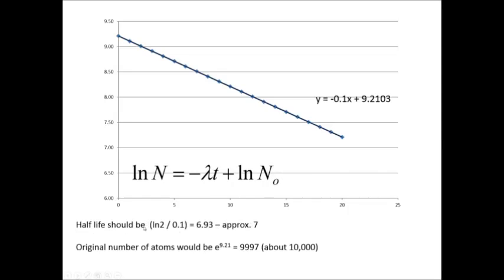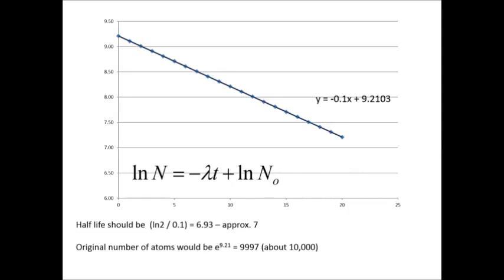Our half-life should be, I'm going to prove why this is in a second, ln 2 divided by 0.1, ln 2 over lambda, and that's about 6.93. And if you remember, it was approximately 7 on the previous graph we looked at, on the normal exponential graph. And the original number of atoms should be e to the 9.21, and that comes, according to my calculator, to about 9997, which is about 10,000.